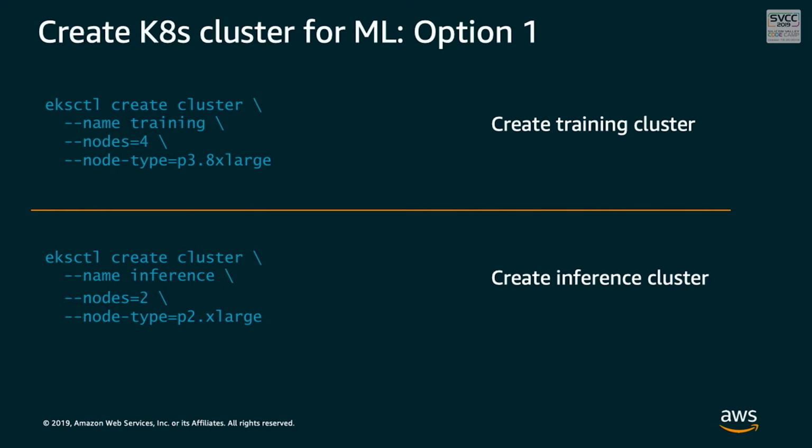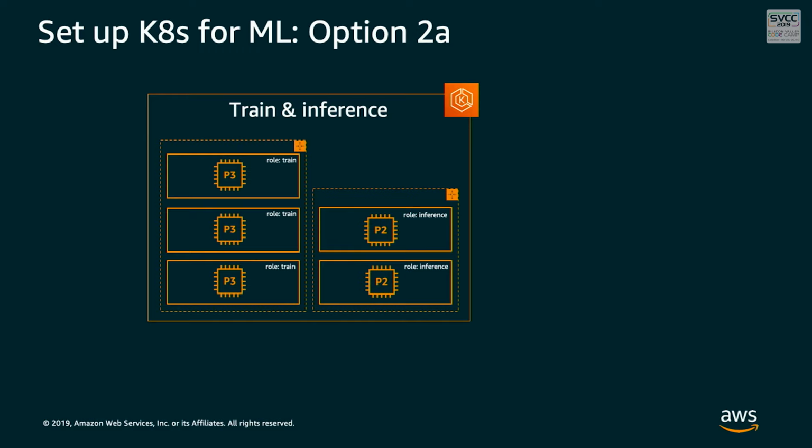Let's look at my second design pattern on how customers are setting it up. In this case, customers are setting up a single cluster. In that single cluster, they are setting up two separate node groups: one node group for training and the other node group for inference. And how do they identify the different node groups? Well, these are two separate node groups, first of all. But the first node group has a label on each node, role:train. And similarly, the second node group has a label on it, role:inference, okay? And that's the standard capability that Kubernetes has here.